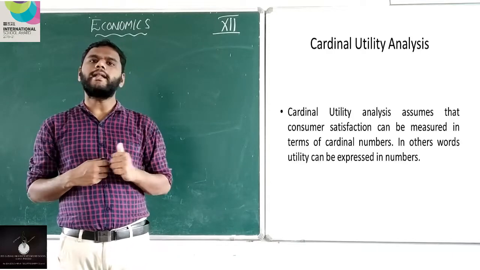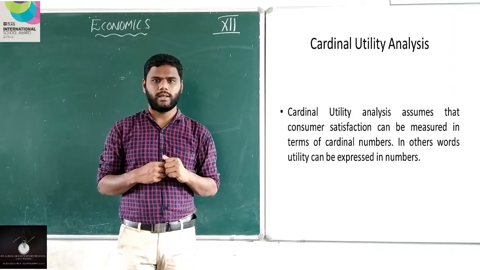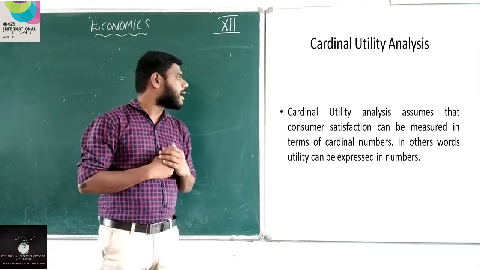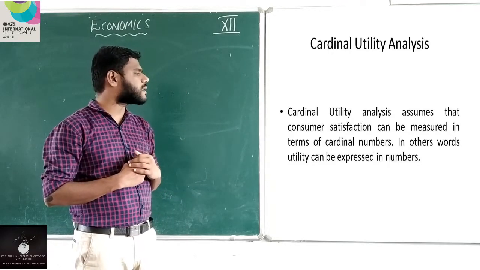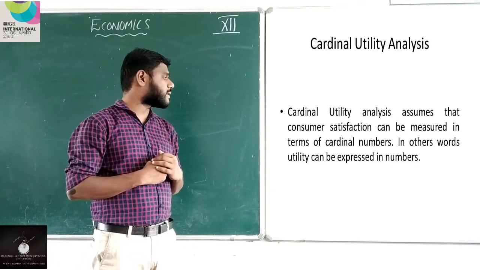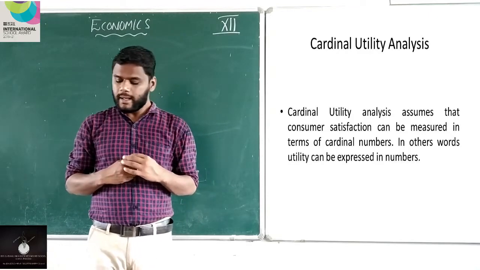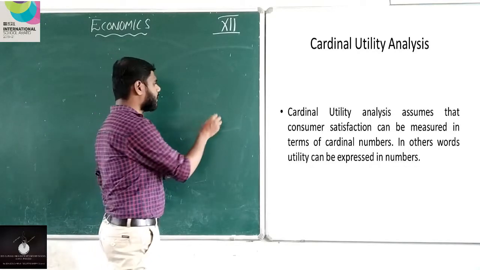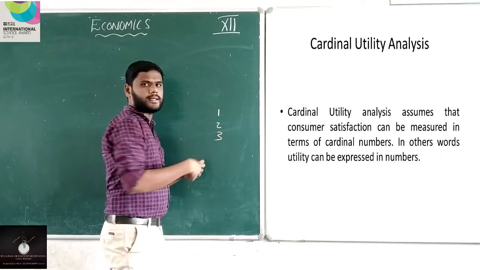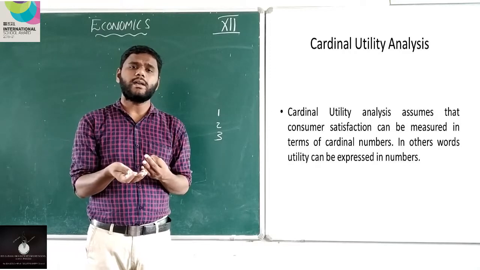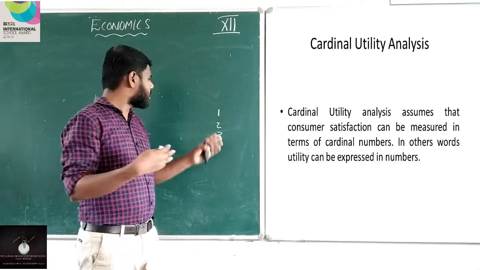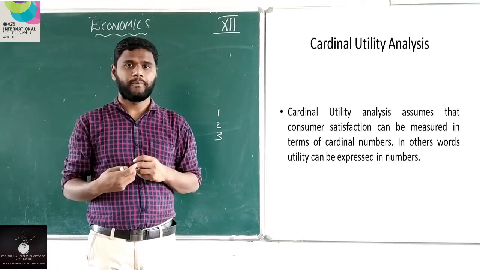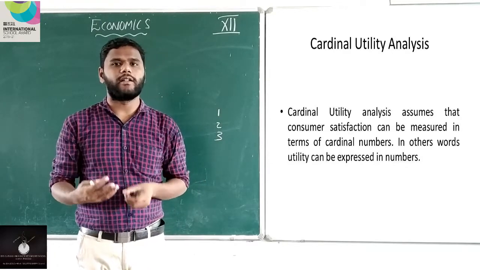Now, cardinal utility analysis by Alfred Marshall. Cardinal utility analysis assumes that consumer satisfaction can be measured in terms of cardinal numbers. In other words, utility can be expressed in numbers. According to Alfred Marshall, utility can be measured in numbers like 1, 2, 3. For example, if I take 1 kg of apples, I am getting, say, 1 unit of utility. That is, utility is measurable in numbers. That is the cardinal utility analysis by Alfred Marshall.